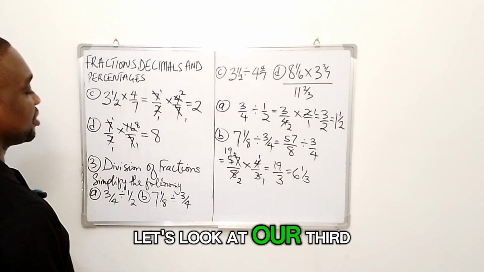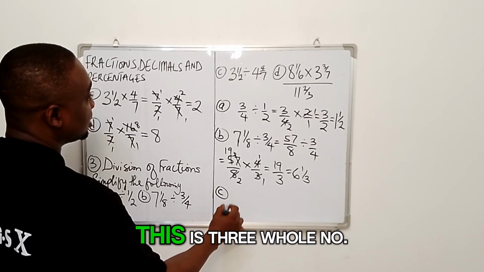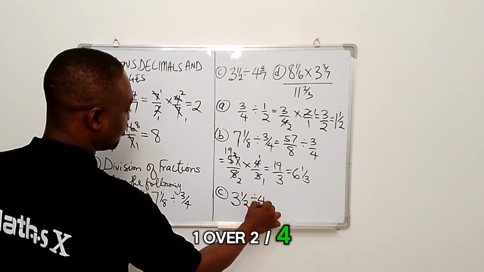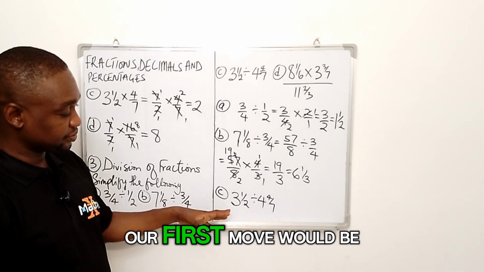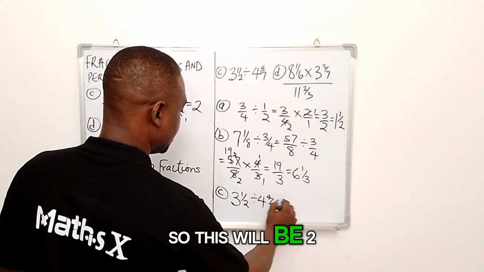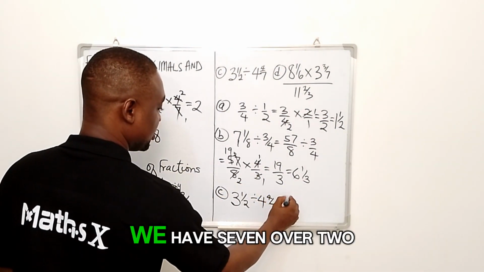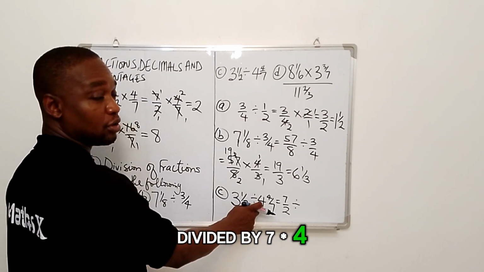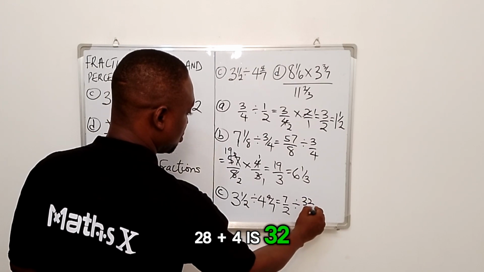Let's look at our third division operation involving fractions. This is 3 whole number 1 over 2 divided by 4 whole number 4 over 7. This is division of two mixed fractions. Our first move would be to convert them to what? Improper fractions. So this will be 2 times 3, 6 plus 1, 7. We have 7 over 2 divided by 7 times 4, 28, 28 plus 4 is 32 over 7.